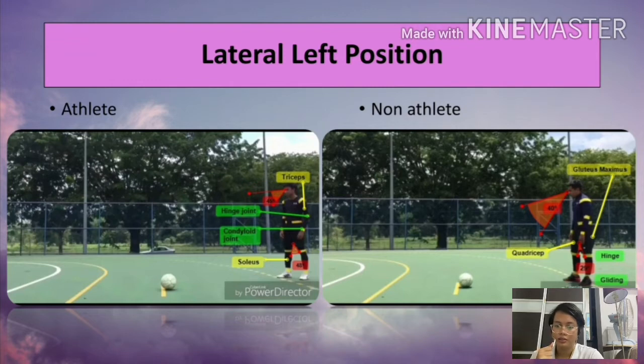Alright, next is the angle of the eye of the athlete. As you can see, the angle is 45 degree. This is because the athlete is more focused on the ball and the goal post, while the non-athlete is 40 degree only because he only focuses more on the ball. So the muscles involved in this position are tricep, soleus, gluteus maximus, and quadricep, while the joints involved in this position are hinge joint, condyloid joint, and gliding joint.